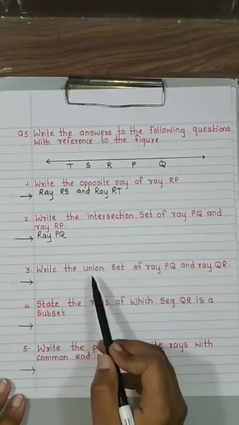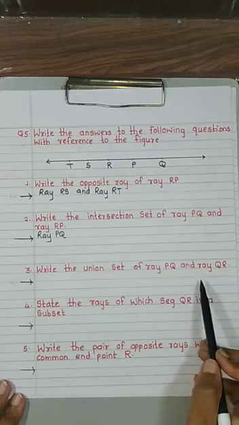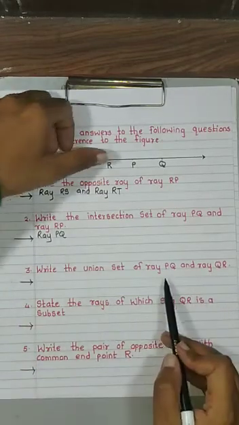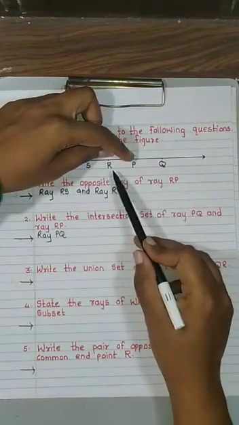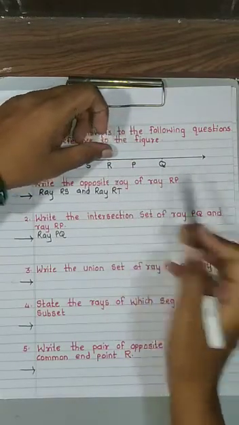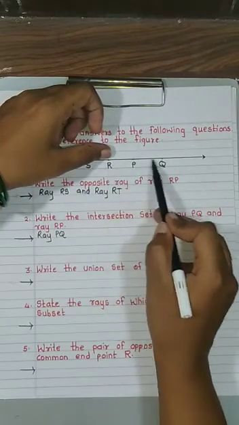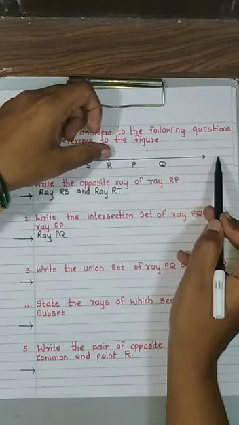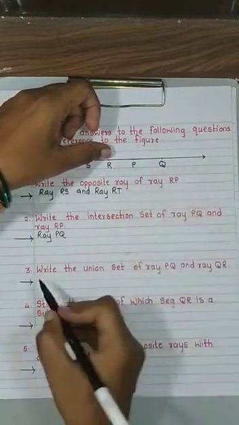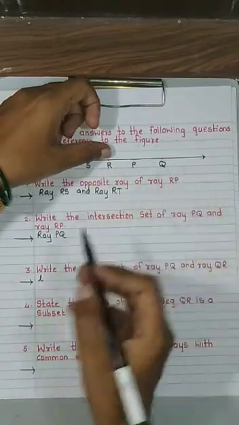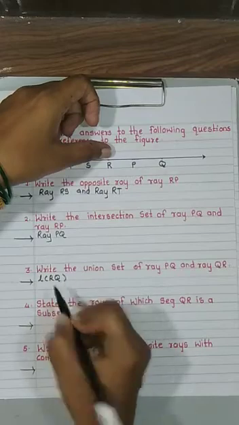Now write the union set of ray PQ and ray QR. What is the collection? Now PQ and QR. Ray PQ starts from here, ray RQ starts from here. Therefore the union of ray PQ and RQ is in between, length RQ or QR, you can say length RQ.